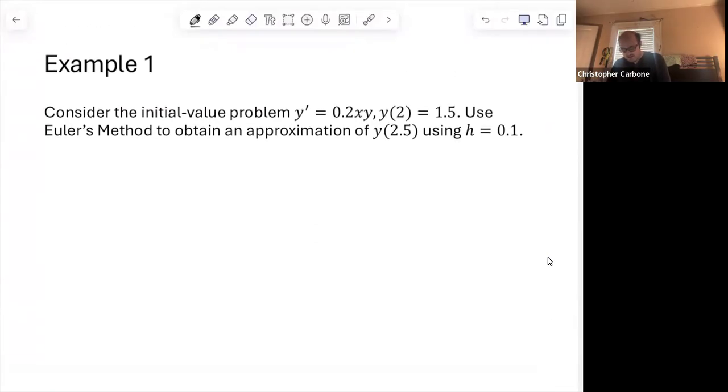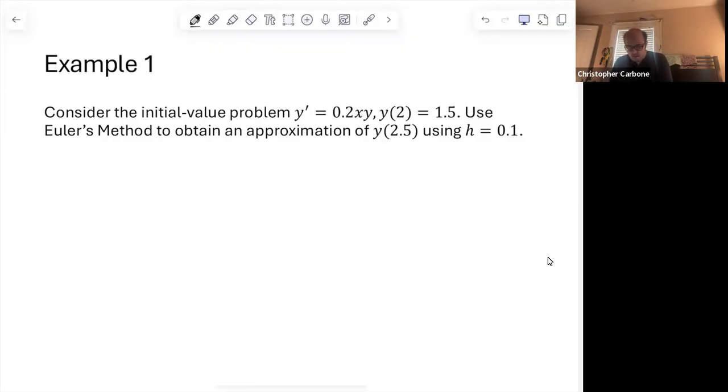So example number 1, I want to consider the initial value problem y prime is equal to 0.2 times x times y, with y of 2 is equal to 1.5. We want to use Euler's method to obtain an approximation of y of 2.5 using h is equal to 0.1. Make note that between 2 and 2.5, we need a total of 5 steps to get through that. I'm not going to bore you with every single calculation, but we'll do a few so you can see what's going on.